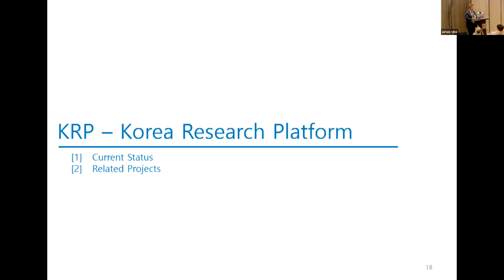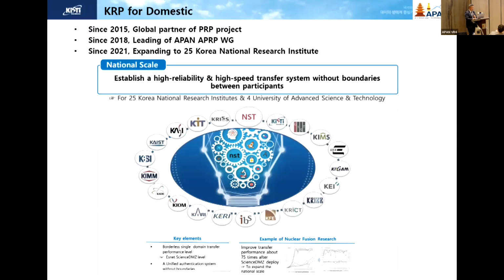From now, I'm talking about this KRP. This slide shows the big picture of a KRP deployment on the national scale. It is established as a high reliability and high speed transfer system without boundaries between participants, and also supports the research platform as your computing resources.